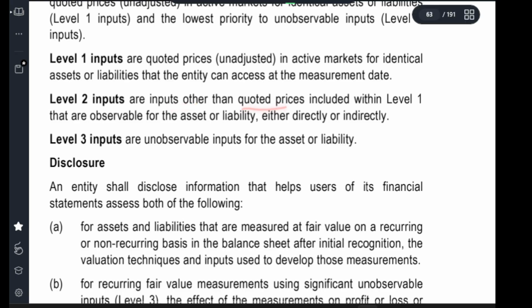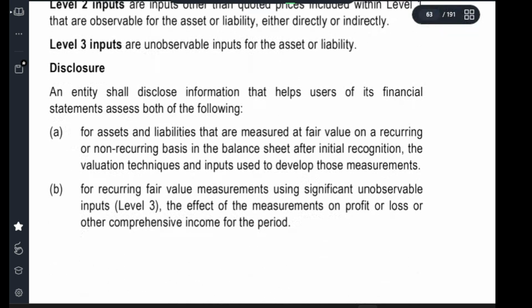Level 2 inputs are inputs other than the quoted prices included within level 1 that are observable for the asset or liability, either directly or indirectly. I'm not able to get a quoted price for it, so I say I want to purchase this using some other method, but it is somewhat linked to a quoted price. It's not an unquoted price, so then it's level 2. Level 3 inputs are unobservable inputs for the asset or liability. There is no one to give a quote, so I'm bringing in some assumptions based upon my working and my research. That is a level 3 disclosure.